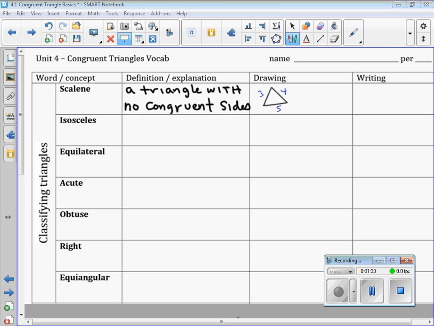Now, if you look at the list below, these first few vocabulary words are all classifications of triangles. We can classify a triangle if we know something about its sides or something about an angle. For instance, acute is one of the words here. An acute triangle is a triangle where all the angles are acute, smaller than 90 degrees. A scalene triangle is called scalene because we know something about its sides. An acute triangle is called acute because we know something about its angles.